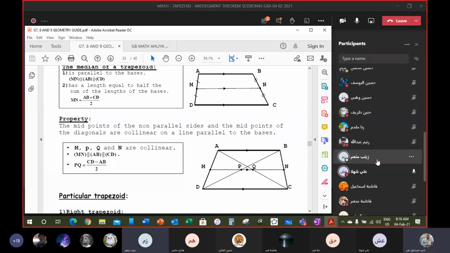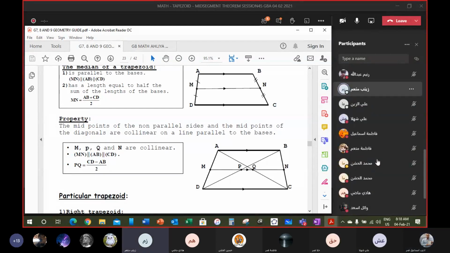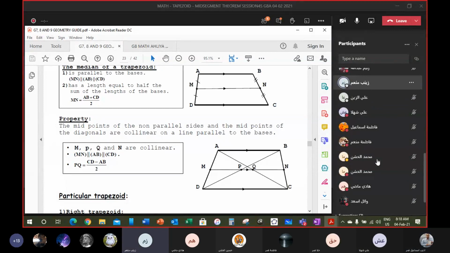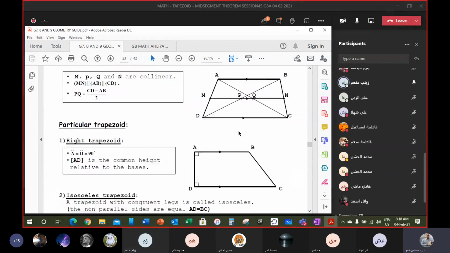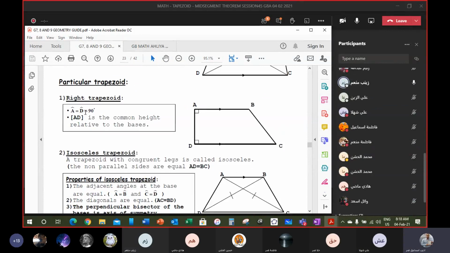The angles at the bases are equal and the diagonals are equal. We still have one more. The perpendicular bisector of the bases is the axis of symmetry. برافو لزينب. فإذا particular trapezoid we have right trapezoid.